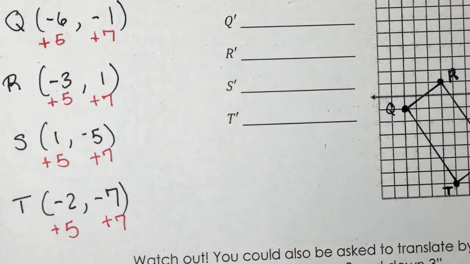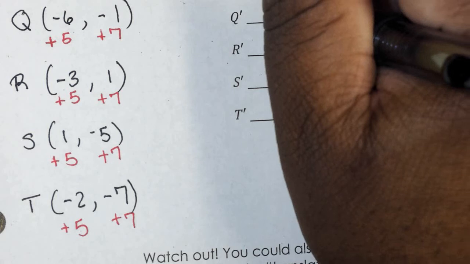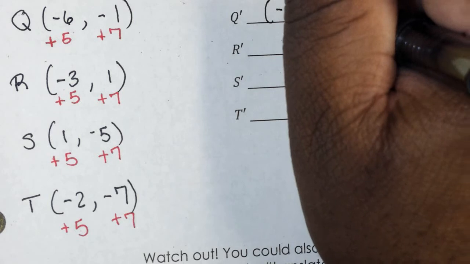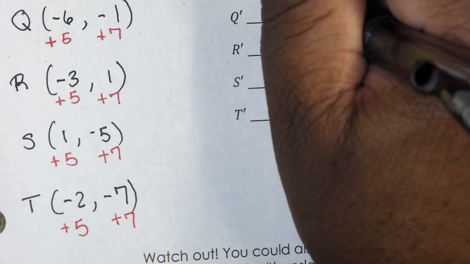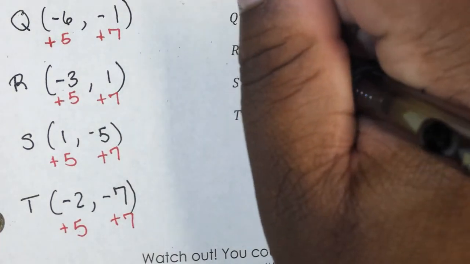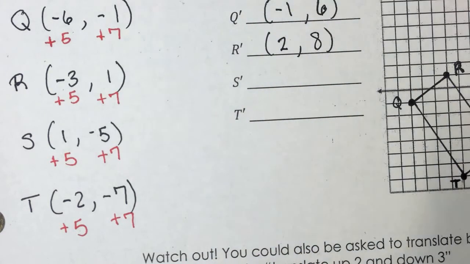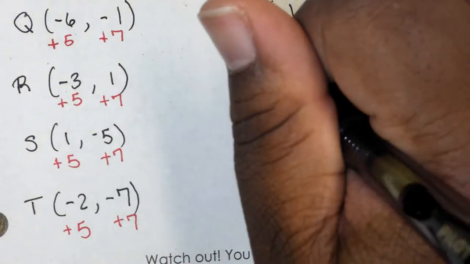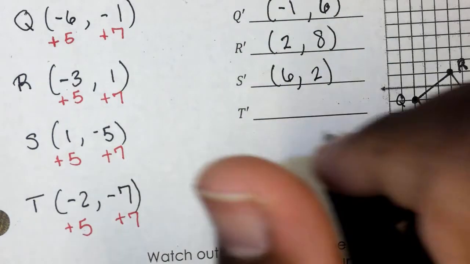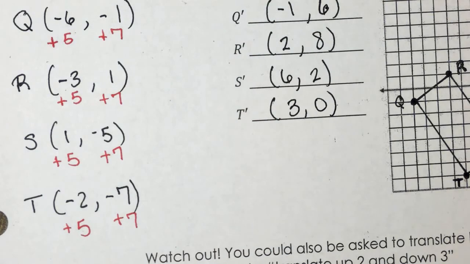So just doing this math, -6 + 5 is -1. -1 + 7, what's that, 8? No, 6, I'm tripping. Y'all help me out. -3 + 5 is 2, 1 + 7 is 8. 1 + 5 is 6, -5 + 7 is 2. And then 3 and 0.